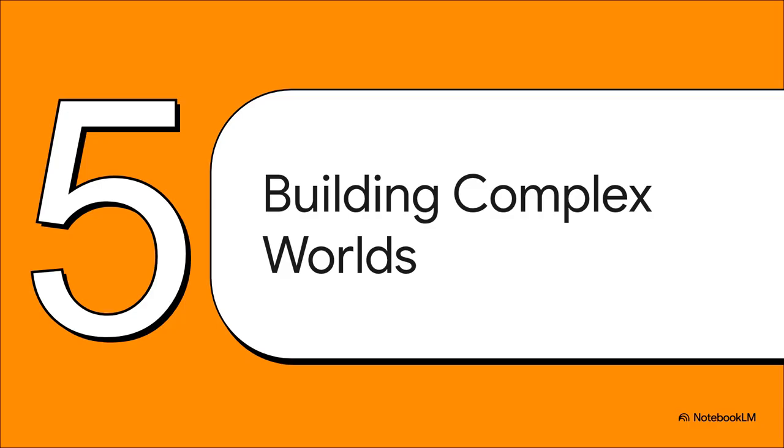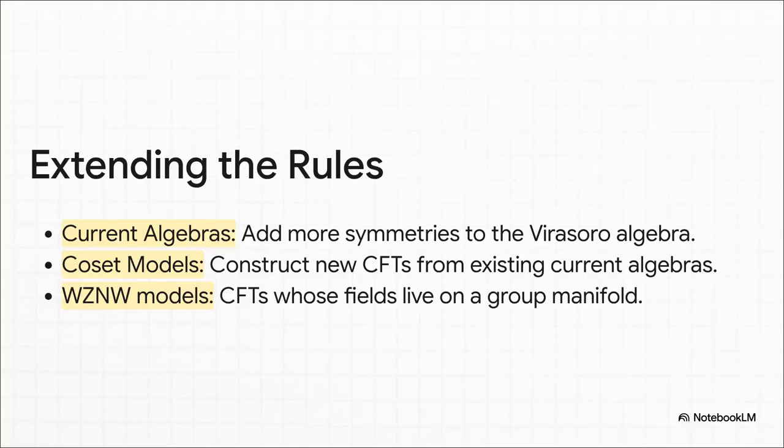So if minimal models are like the fundamental atoms of this conformal universe, what's next? Physics is obviously more complicated than that. So how do we use these simple, elegant pieces to build more complex, richer worlds? Well, you start adding more tools to your toolkit. You can use something called current algebras to add whole new types of symmetries into the mix. There are clever tricks like coset models that let you construct brand new theories from the ones you already understand. And then you have things like the Wess-Zumino-Novikov-Witten models, which are absolutely essential building blocks for things like string theory. Each of these is a way of building up from the simple to the complex.